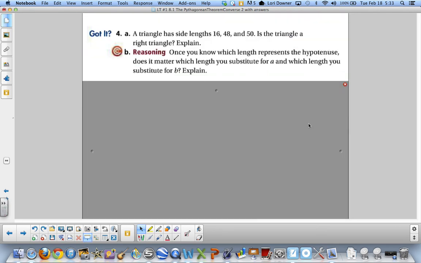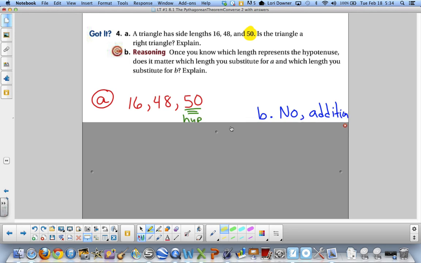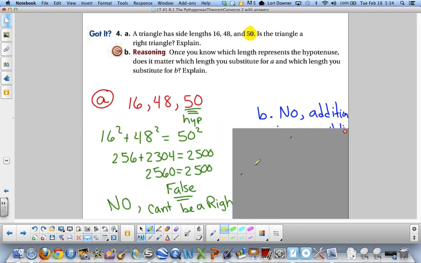So a triangle has lengths 16, 48, and 50. Is the triangle a right triangle? Well, in 16, 48, 50, I know 50 would have to be my hypotenuse. So what I'm going to do here is set up 16, 48, 50 into the Pythagorean theorem. 16 squared plus 48 squared equals 50 squared.